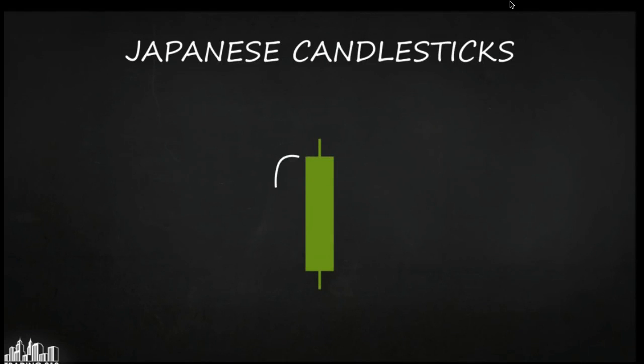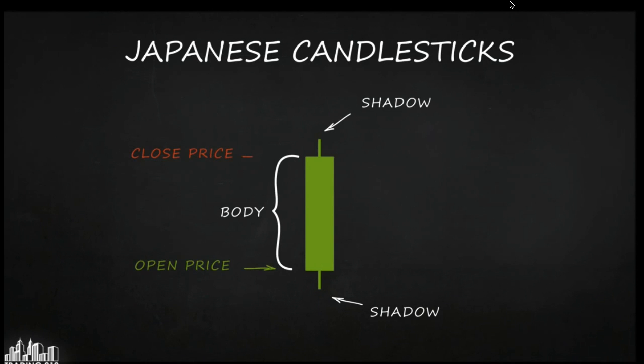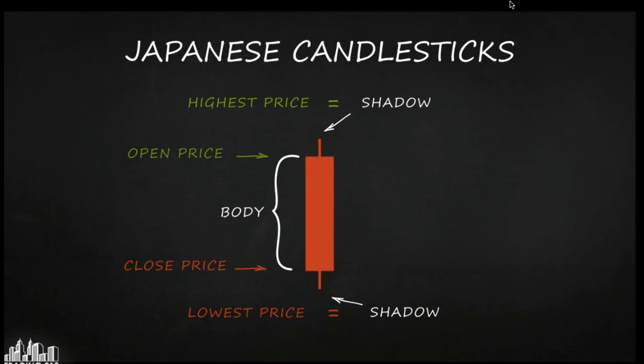Every candle consists of a body and 1 or 2 tails called shadows sticking out of it. The body indicates the range between the open and close price for a specific time frame, and the shadows represent the highest and lowest price levels reached for the set interval.